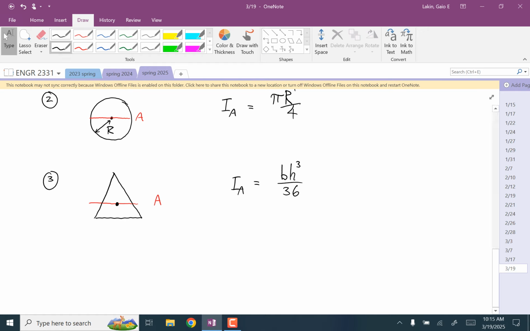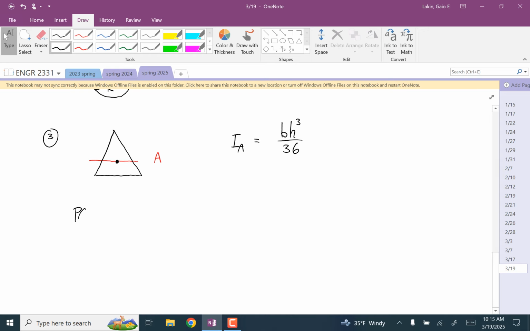So as long as you calculate the moments of inertia of the simple shapes, and as long as they have the same neutral axis, you can just add and subtract. But if they don't, you have to use the parallel axis theorem. There's a parallel axis theorem just like there was with the mass moment of inertia in dynamics. So, parallel axis theorem.